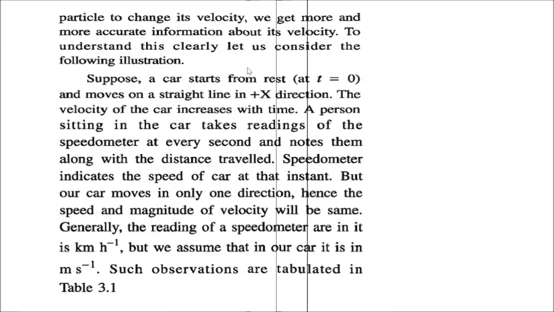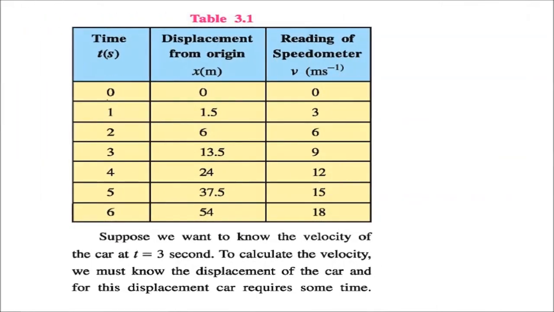So what observations did he tabulate? He took the readings like this. At 0, everything was 0. At 1 second, the displacement from the origin was 1.5 and the speedometer reading was 3. In the same way, at time 3 it was this displacement and this was the speedometer reading.